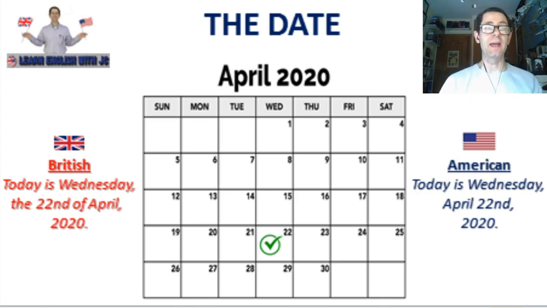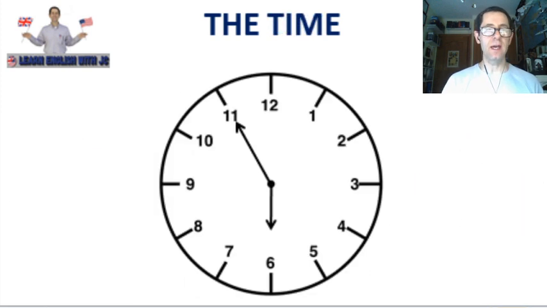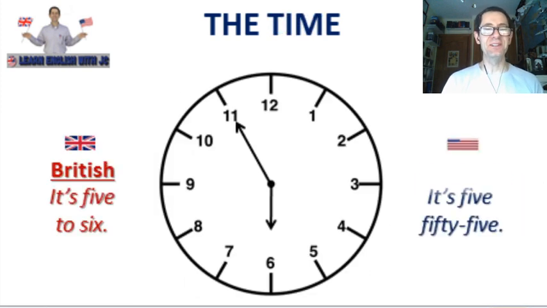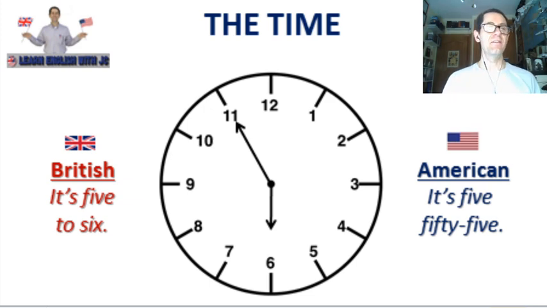Totally incredible. So anyway, again, British: today is Wednesday, the 22nd of April, 2020, and American: today is Wednesday, April 22nd, 2020. And the time, I'm using the same time for every lesson today. It's 5 to 6, or American, it's 5:55. Again, you can choose the British or the American. It's up to you. You decide.